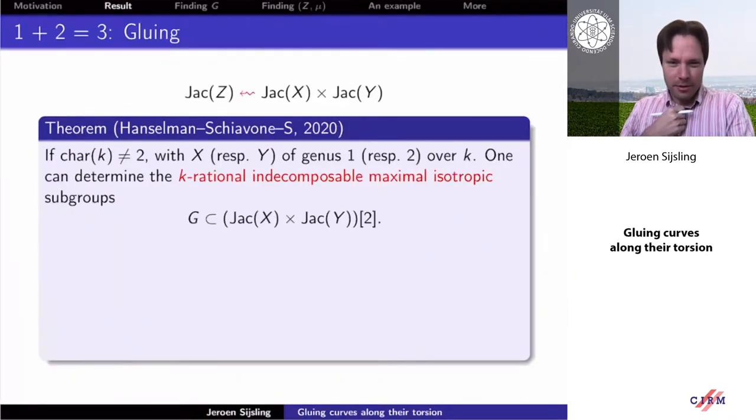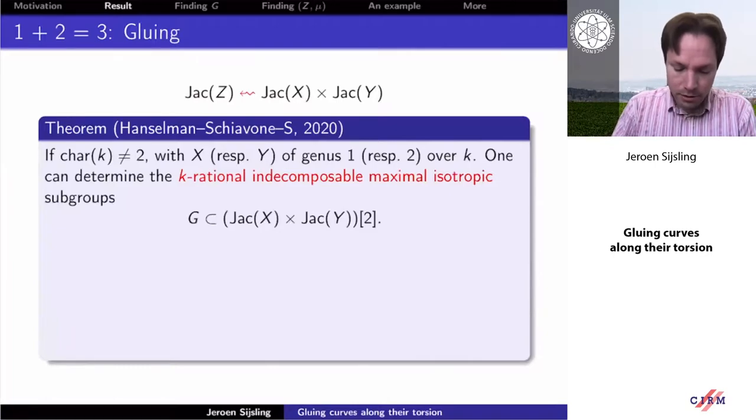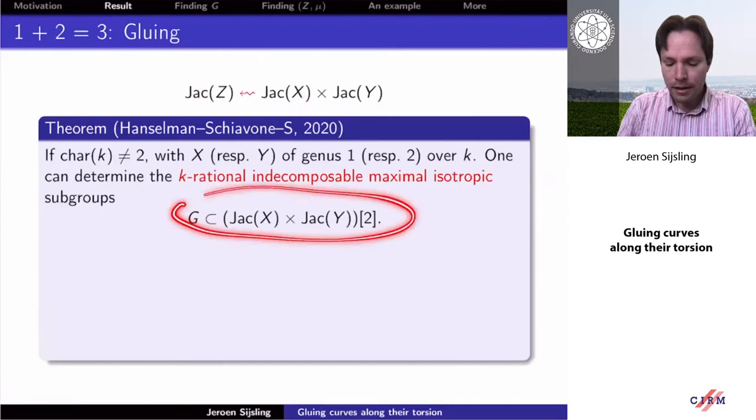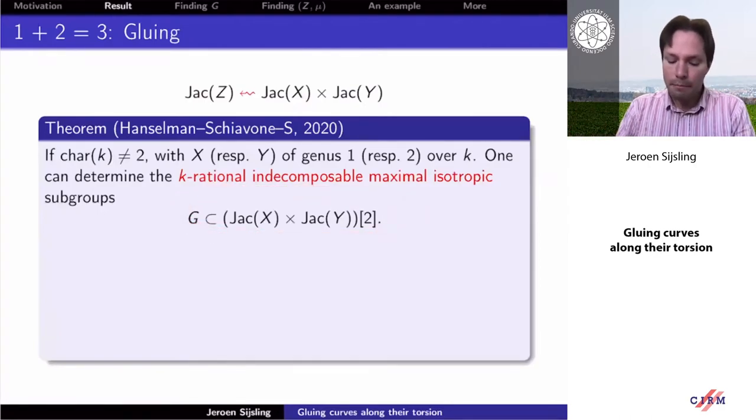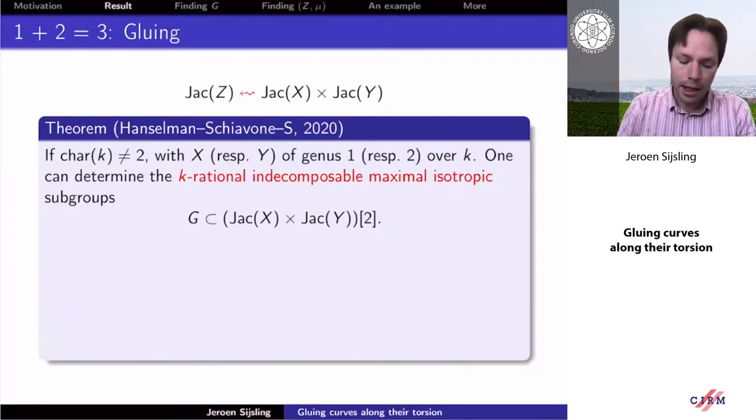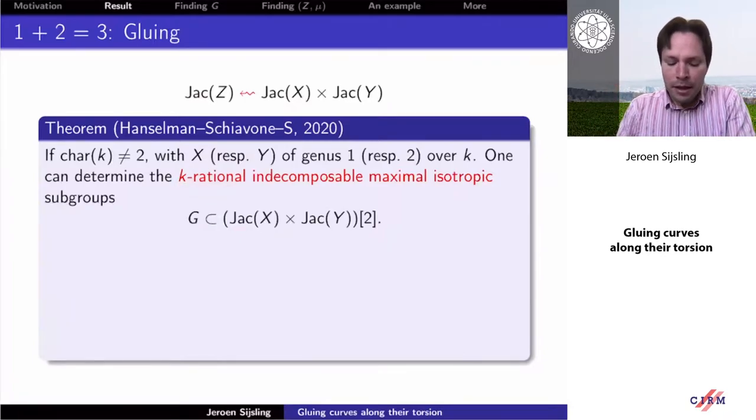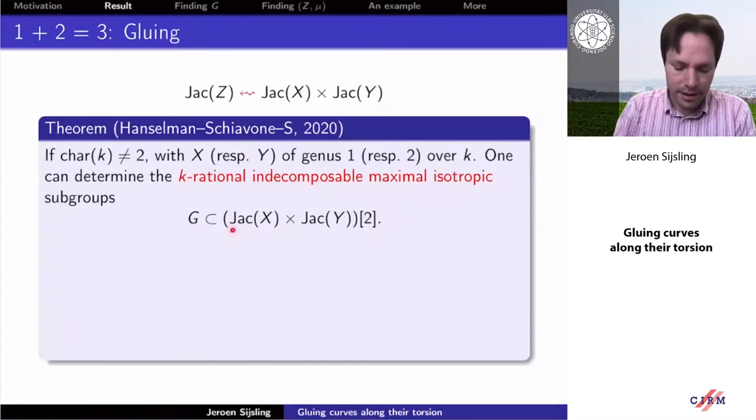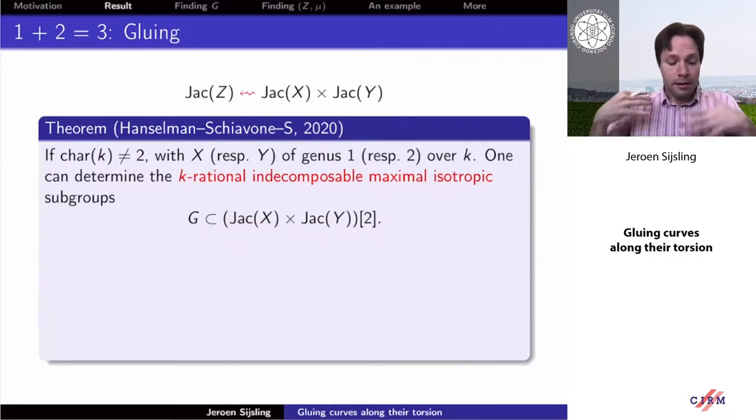Now, here's the result. There are two steps to it, and this is also how I will partition the rest of the talk. The first step is that you determine K-rational indecomposable maximal isotropic subgroups of this 2-torsion. Again, there is a number of conditions. Maximal isotropic, so that the quotient has a principal polarization as before; K-rational, so that it's defined over K; and you also want it to be indecomposable, that is, not a product itself, not the product of factors in these parts, because then you cannot get the Jacobian. The statement is you can describe these.